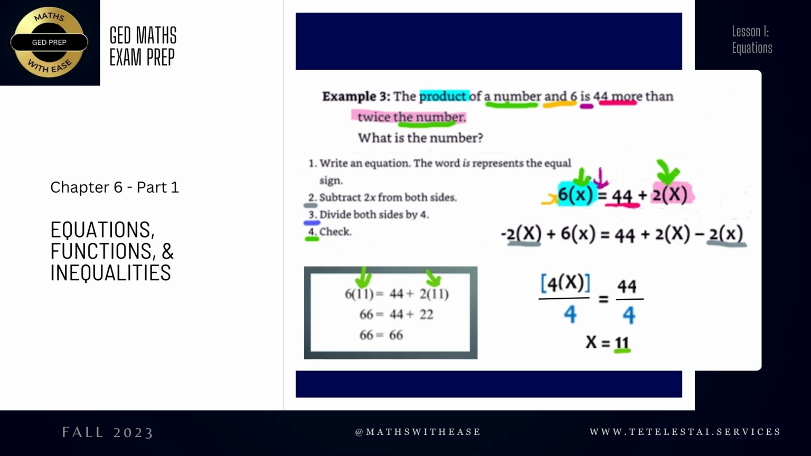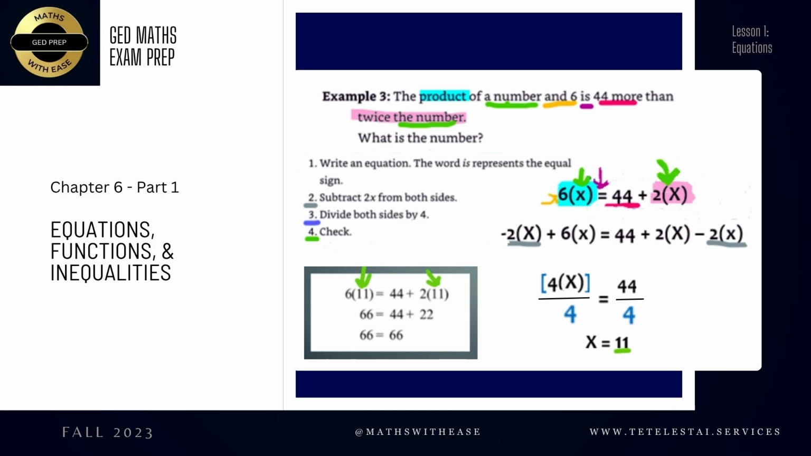What is the number? We're going to start by writing an equation that represents the information that we've been given. So the product of a number and 6, product implies multiplication. A number, we don't know what that number is, so we're going to represent that with x and 6. So immediately we know that we need to be multiplying 6 by whatever number this is. We're going to call it x. So you write down 6x.